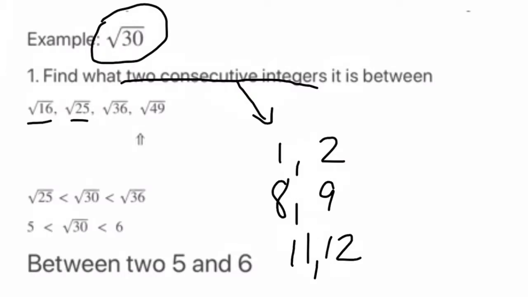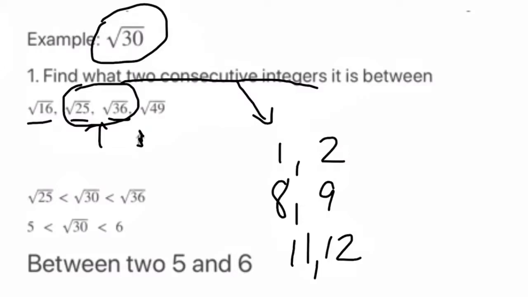And then, that's strange, I don't know why that arrow is there. It's off a little bit. And then the square root of 36. So 30 is greater than 25 and less than 36. So it would fall between these two perfect square roots. But it's not asking for the square roots it falls between. It's asking for the consecutive integers it falls between.